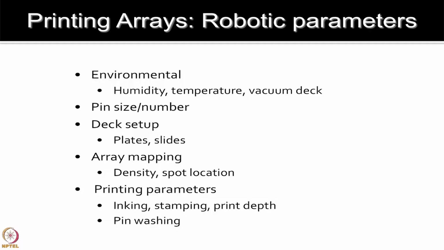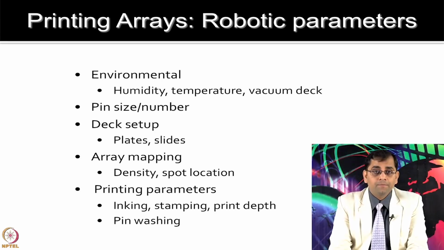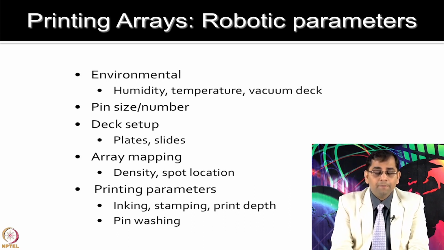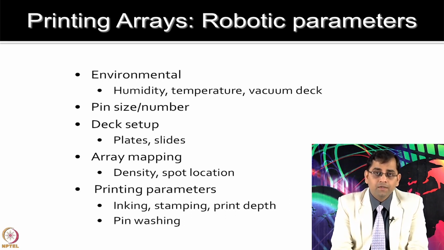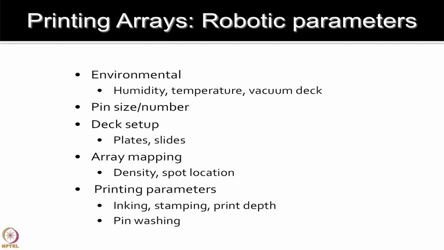Once you have done this optimization, as I mentioned, you have to look at many parameters, for example the environmental conditions for printing, which are humidity and temperature, the vacuum deck, how many pins you want to use, the deck setup, and how many slides or plates you can keep for printing. Array mapping is very crucial: what density you want, how many spots you want to print, which spot goes on which location, and the different parameters for the printing.